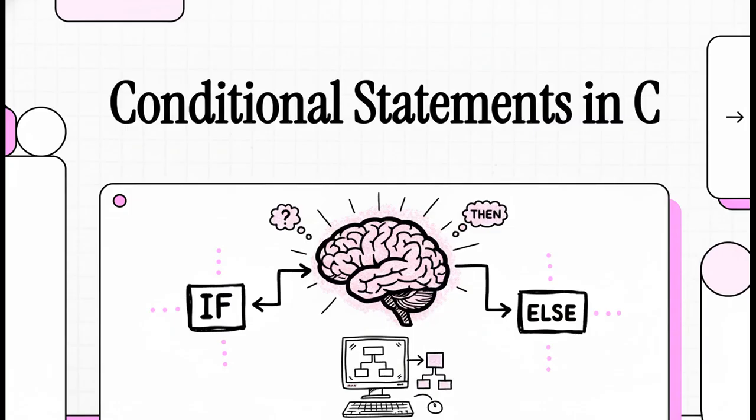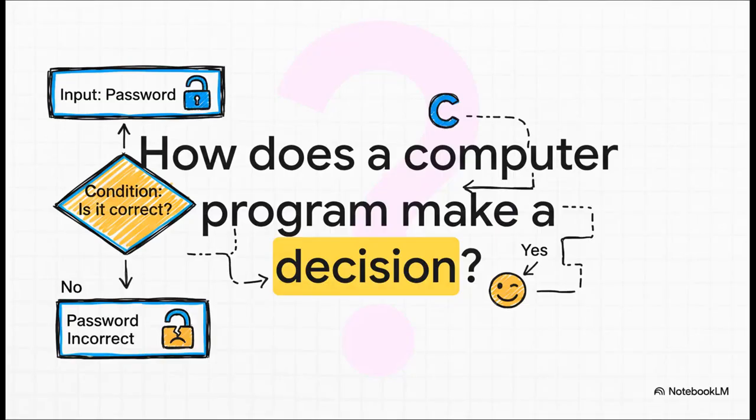How it makes choices, responds to what you do, and just seems to know how to handle different situations? Well, today we're going to pull back the curtain on the C programming language and see exactly how we can give our code the power of decision making. This is going to be fun. Let's get started.